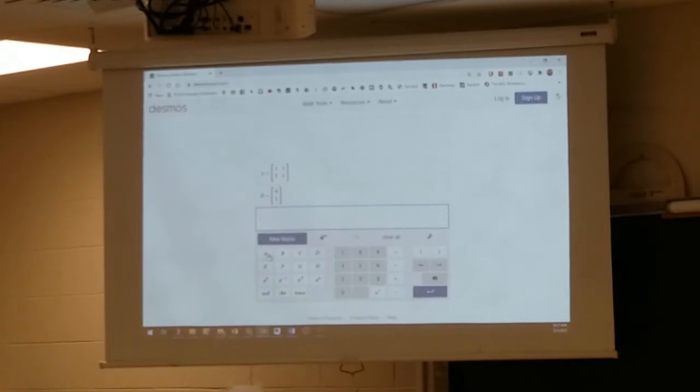Remember how to get A inverse? You still have to click A, but then you can hit this inverse command. And then you can, of course, type B. You don't need to put a times sign. It'll assume that you're doing A inverse times B.